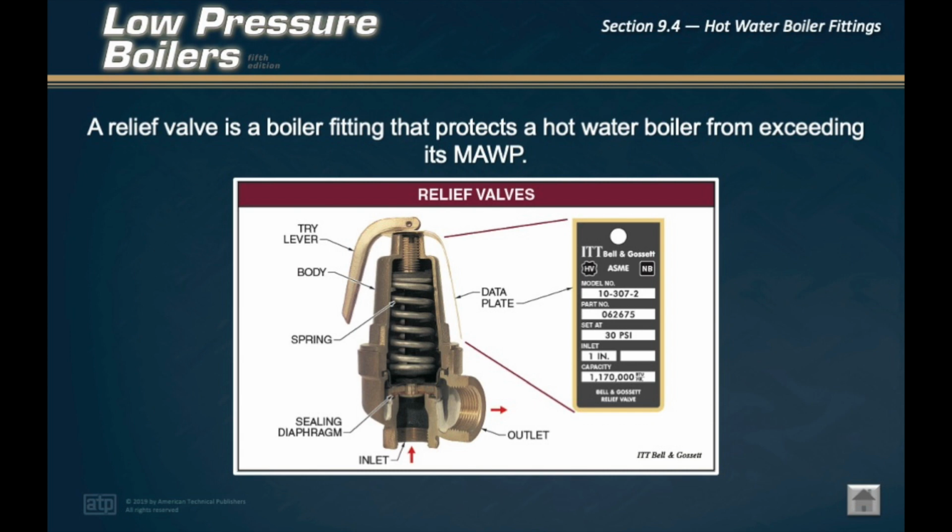A relief valve is a boiler fitting that protects a hot water boiler from exceeding its maximum allowable working pressure. A relief valve is used for liquid service only and is rated in British thermal units relieved per hour. It opens in proportion to the amount of overpressure. This valve consists of an inlet, an outlet, a body, spring, and a tri-lever.